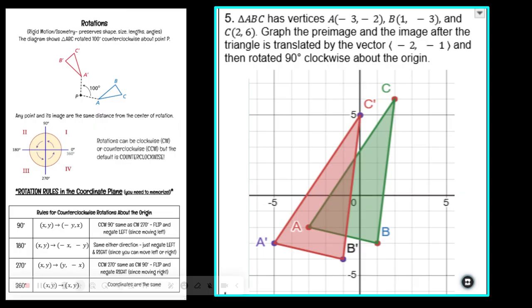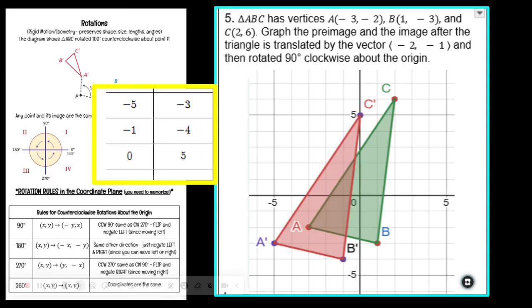The reason I break it up into two questions is because we have to ask ourselves, are we going to switch the X and Y? And which side are we going to flip direction? And we'll talk about that as we do this question, specifically with the 90 degrees clockwise.